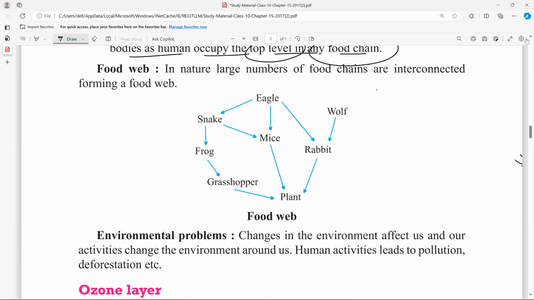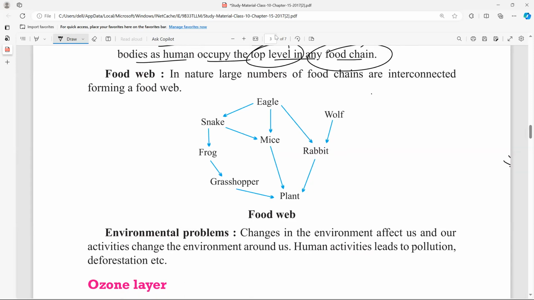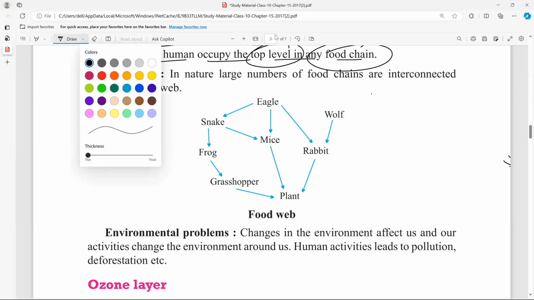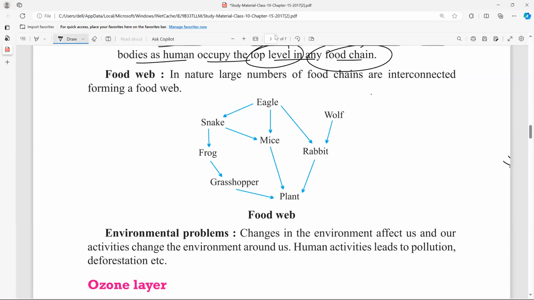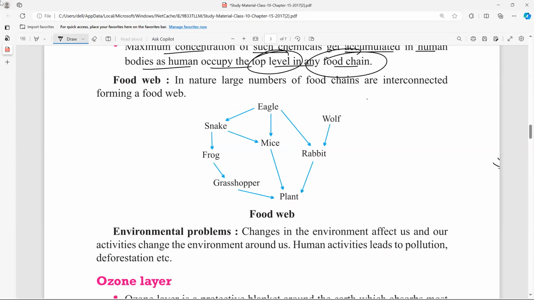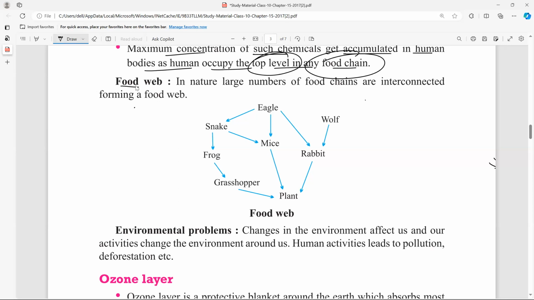Next, if we talk about the food web, you are very much familiar with it. What is the difference between food web and other stuff? Simple. In food web, actually, if I talk about the food web, just a minute, not able to find.